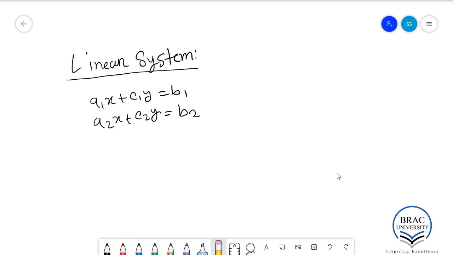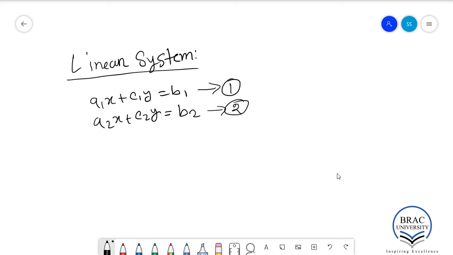A linear system consists of some linear equations. For example, the equations you can see here, that is a1x + c1y equals b1. Let's denote it by equation 1 and the other one as equation 2. These are called linear equations. And if you have a couple of linear equations, let's say 2, 3, 4, 5 and so on, this will consist of a system. That is, they will form a system of linear equations.